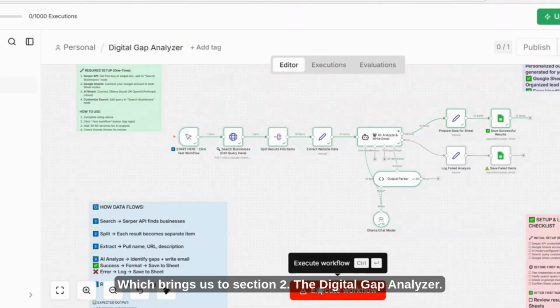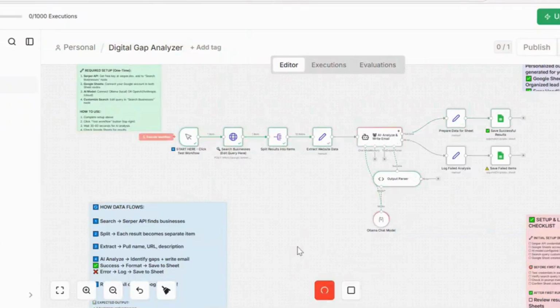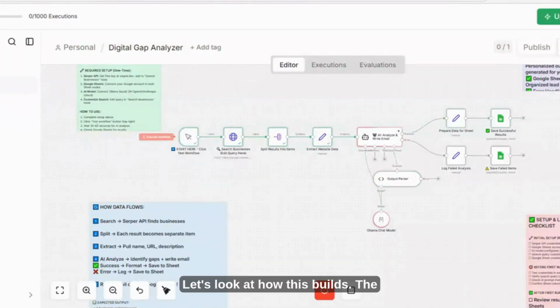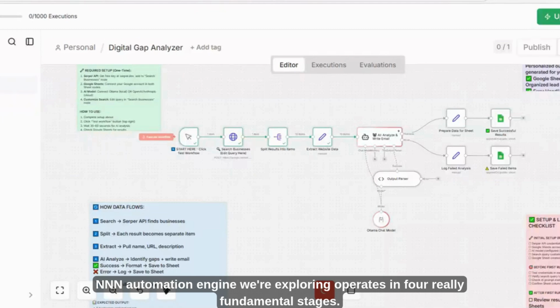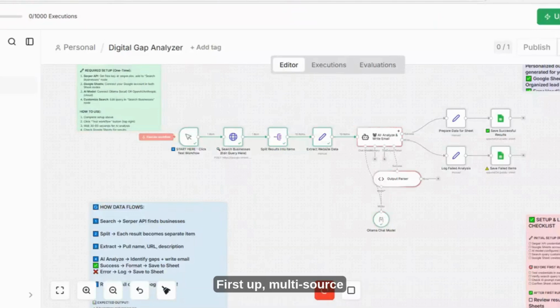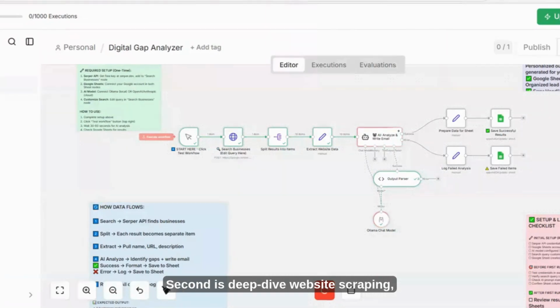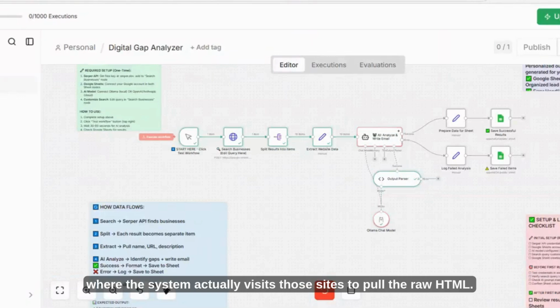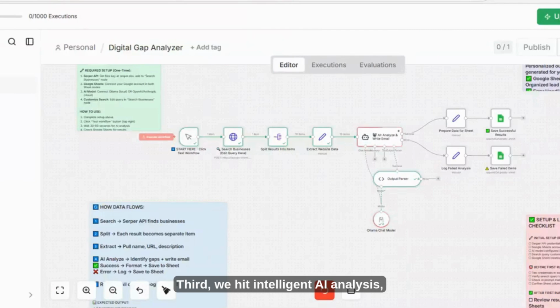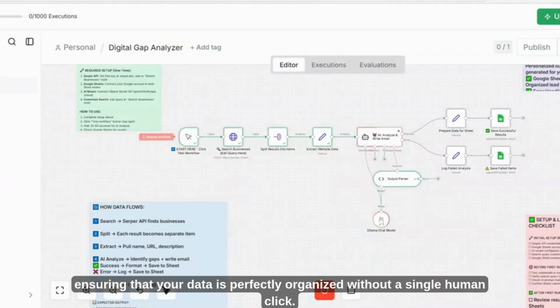Which brings us to Section 2, the Digital Gap Analyzer, automating your lead gen. Let's look at how this builds. The N8N automation engine we're exploring operates in 4 really fundamental stages. First up, multi-source search and capture, so scouring the web for relevant businesses. Second is deep dive website scraping, where the system actually visits those sites to pull the raw HTML. Third, we hit intelligent AI analysis, which is absolutely where the magic happens. And finally, sync to Sheets and CRM, ensuring your data is perfectly organized without a single human click.